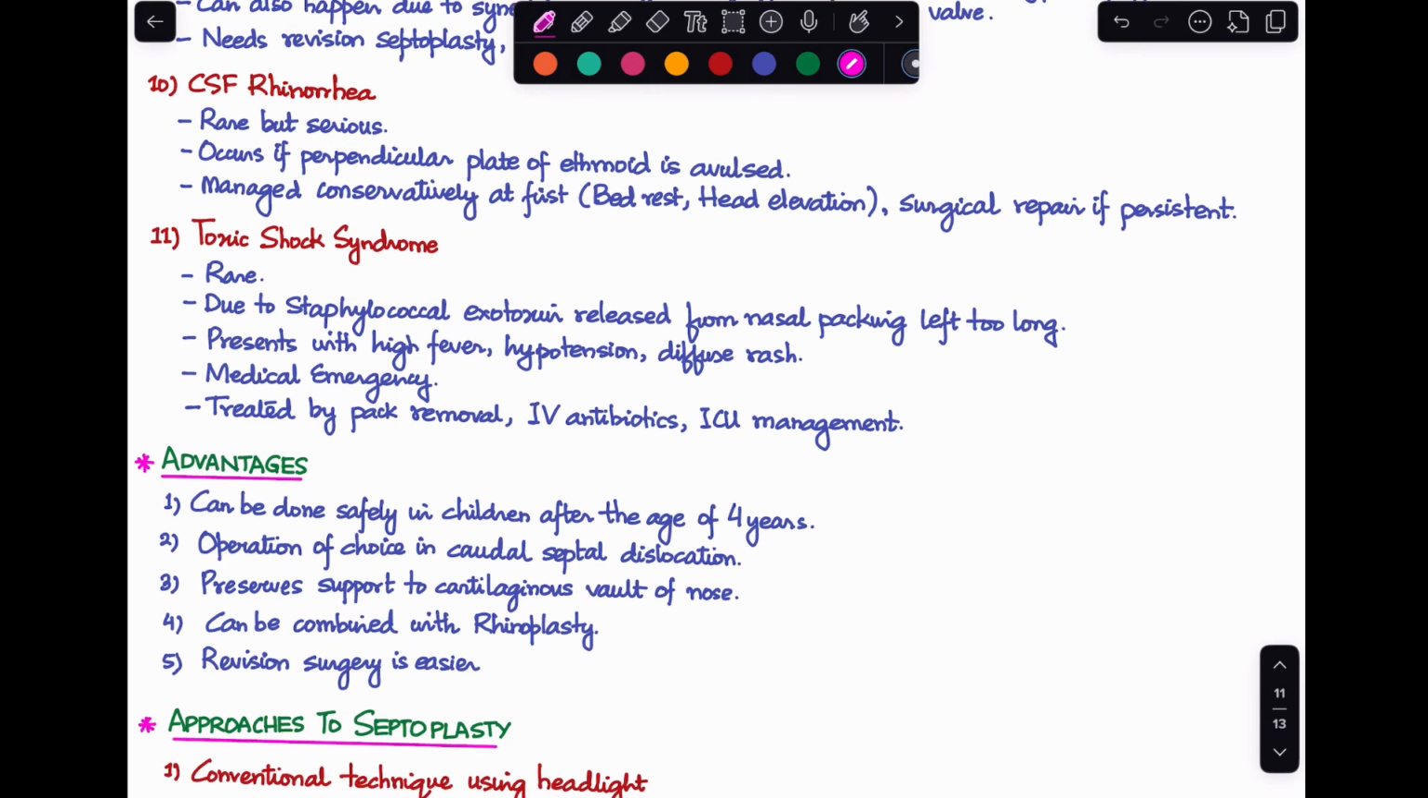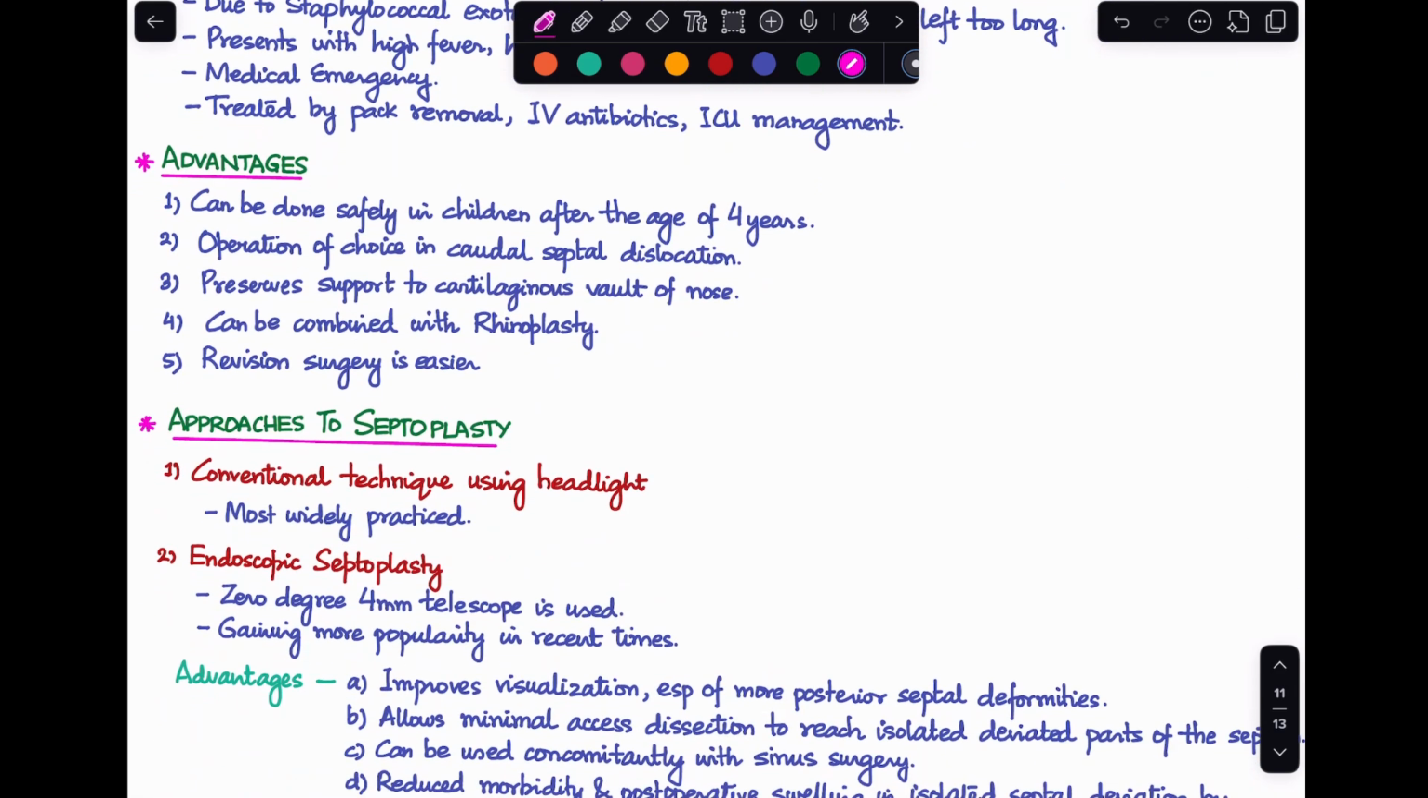Next, let's talk about what are the advantages of performing septoplasty. First of all, this is a surgery that can be very safely done in children after the age of 4 years, whereas SMR is something that you cannot do in young children. Second, this is also a surgery of choice in case of caudal septal dislocation.